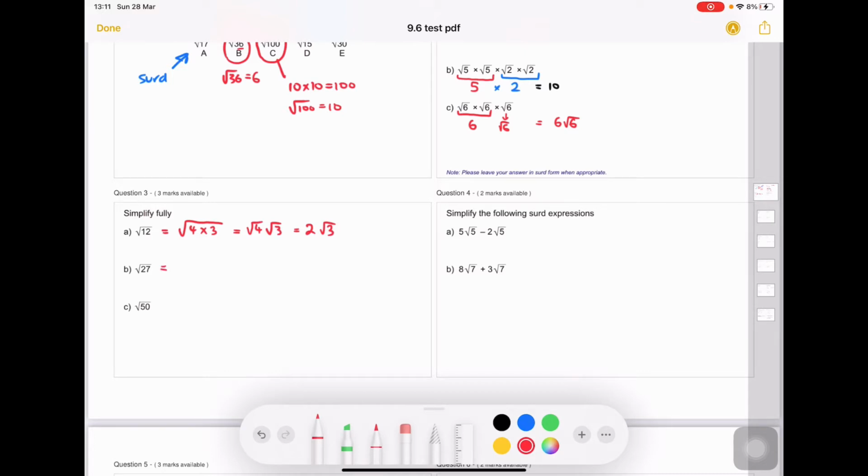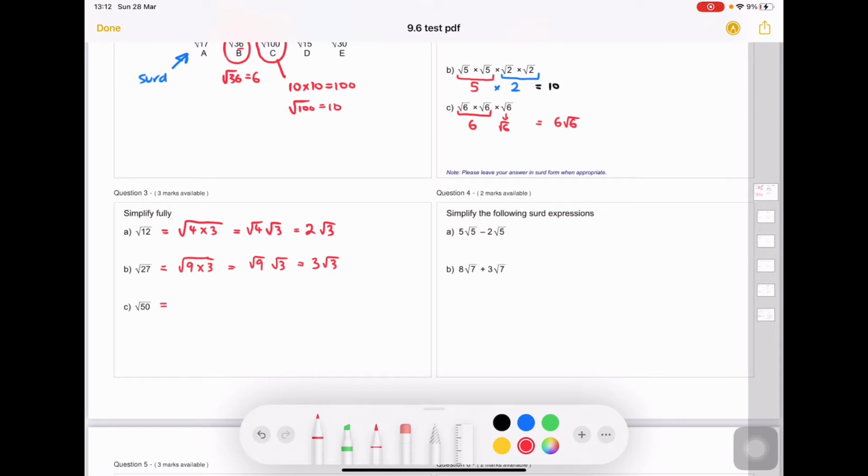For the next one, okay, let's think of which numbers multiply together to give you 27. I know that 9 multiplied by 3 gives me 27. Square root of 9, square root of 3. Square root of 9 is 3. And square root of 3 is a surd. We can't simplify it any further.